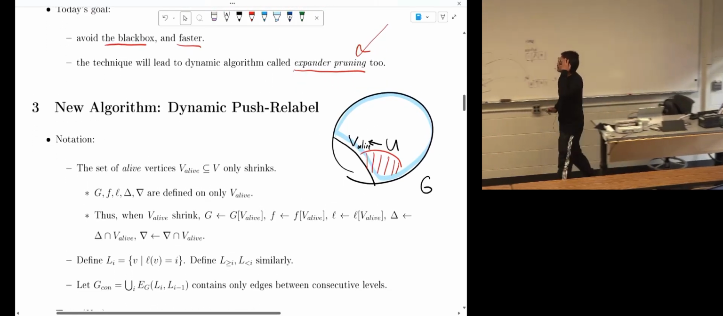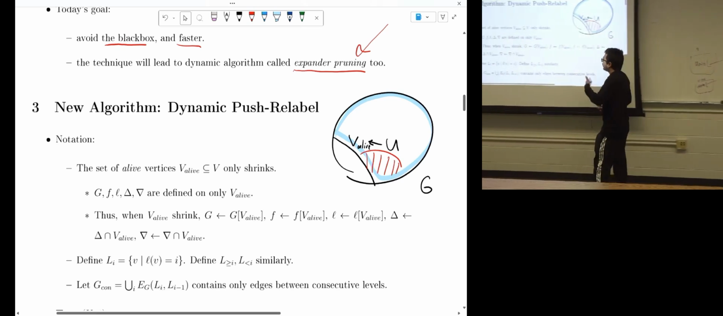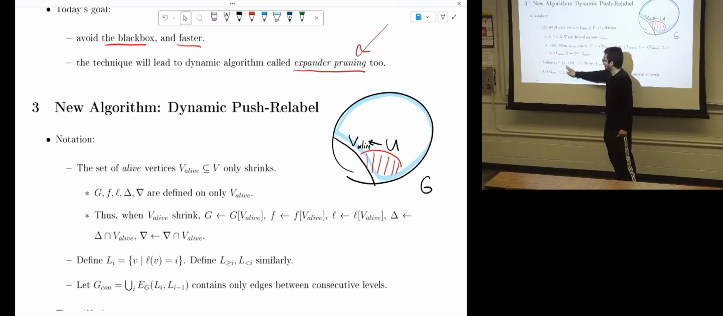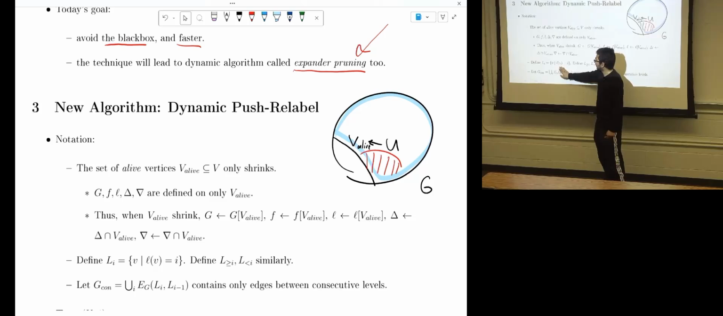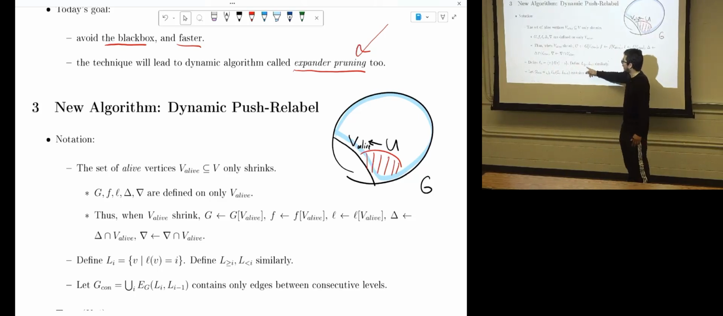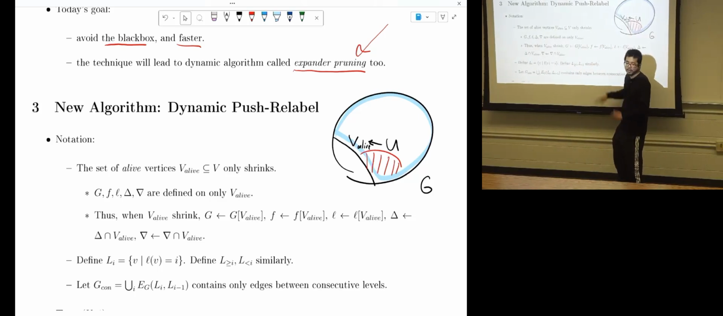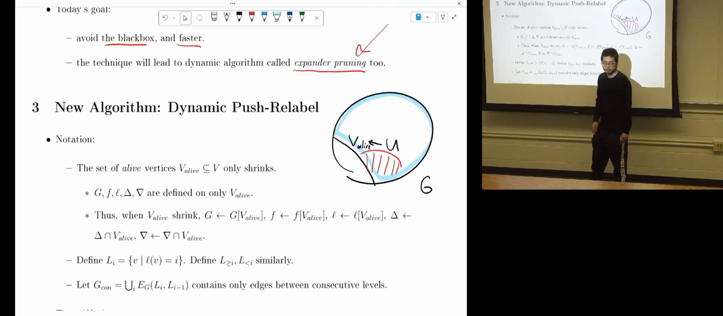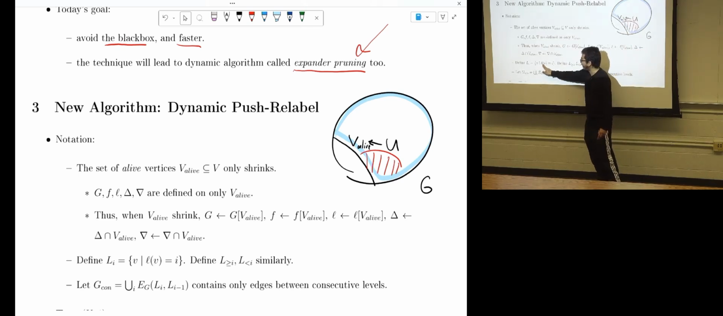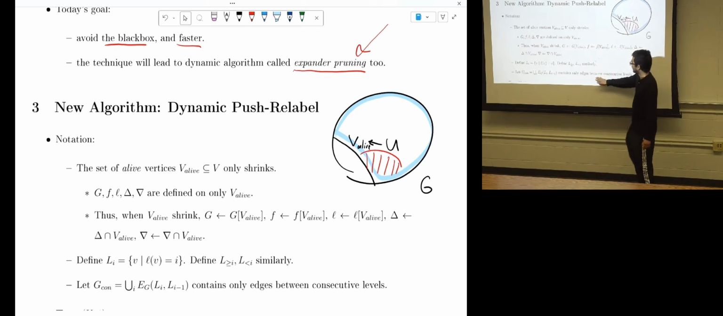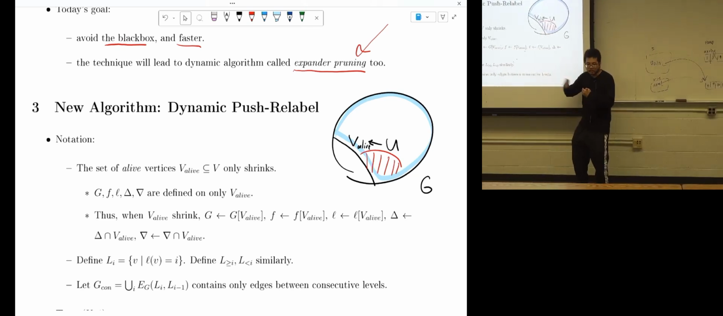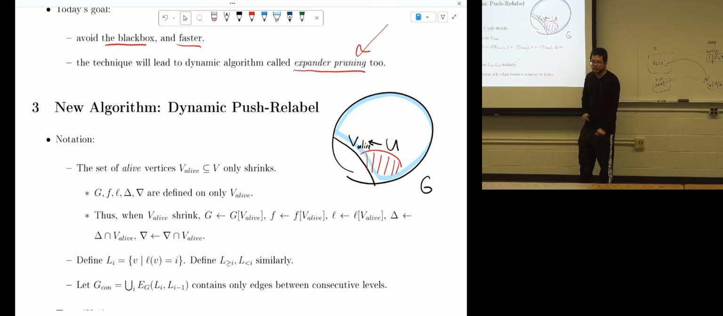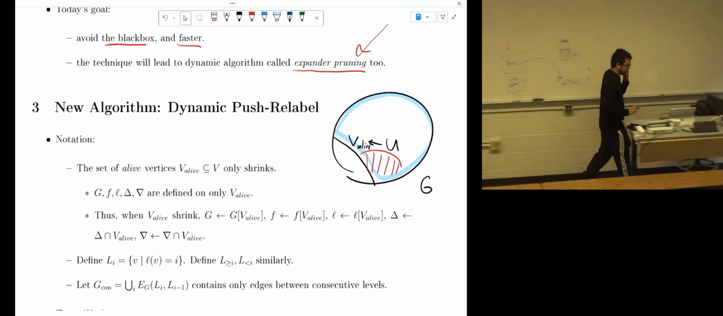And I'm also going to use the same notation: we will maintain some label of vertices, and L_i is just the set of nodes at level i, L at least i, L less than i. This is just defined like before. G_con is defined like before. Once you fix the label, G_con just consists of edges between consecutive levels only. Okay. So far, so good. Now here's the algorithm.